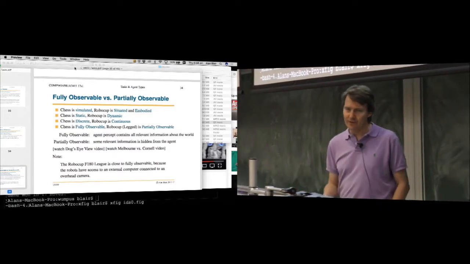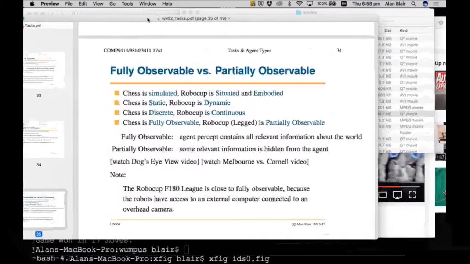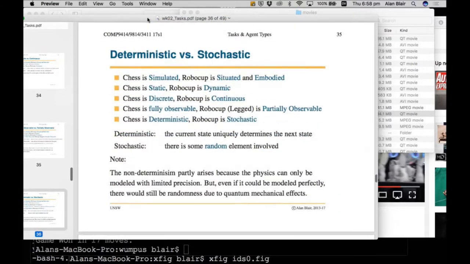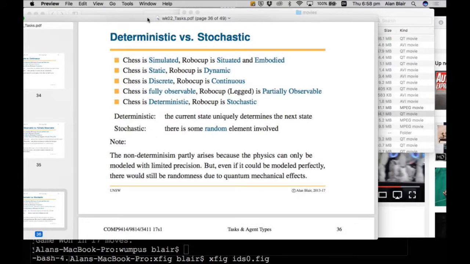So these questions about observability really depend on the way the environment is set up and the specific rules and so on. So many distinctions. Now, okay, then deterministic and stochastic. Deterministic means that the current state uniquely determines the next. In chess, if I make a move, I know exactly what state the board is going to be in at the next move. But in Robocup, there's a certain random element. So we regard this as stochastic.